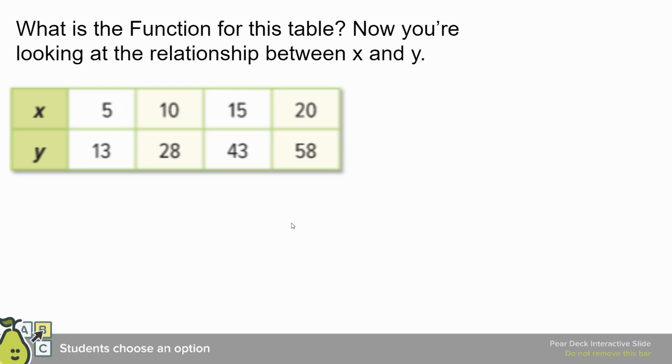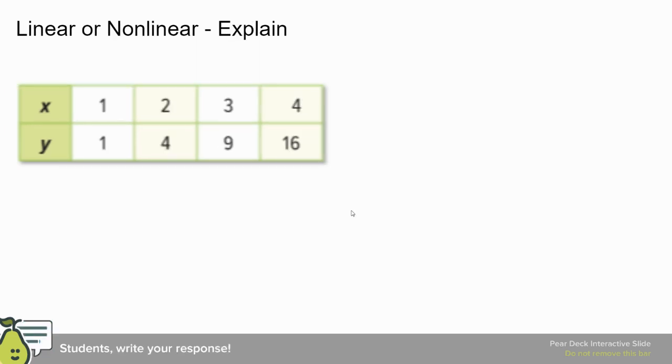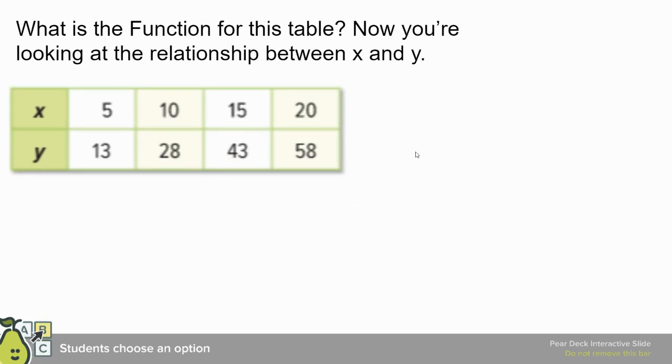And the answer is f of x equals 3x minus 2. Again, they had that as a multiple choice. You, unfortunately, don't have that, but it'd be f of x or y equals 3 times 5 minus 2, 5 times 3 minus 2, 10 times 3 minus 2, 15 times 3 minus 2. So whatever x is, 3 times whatever x is, and then minus 2.